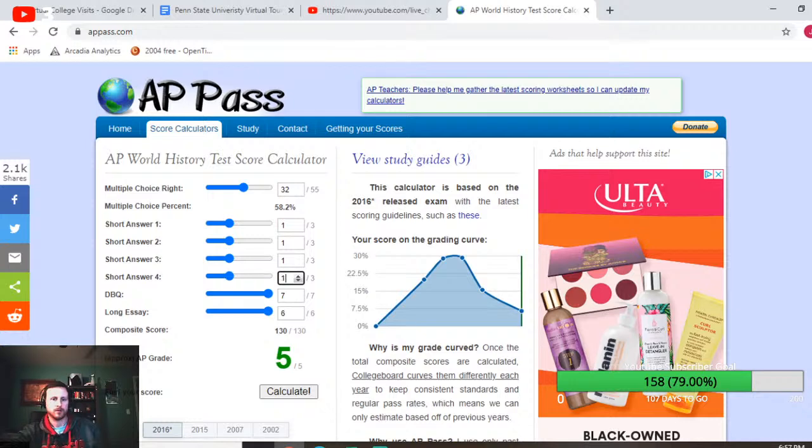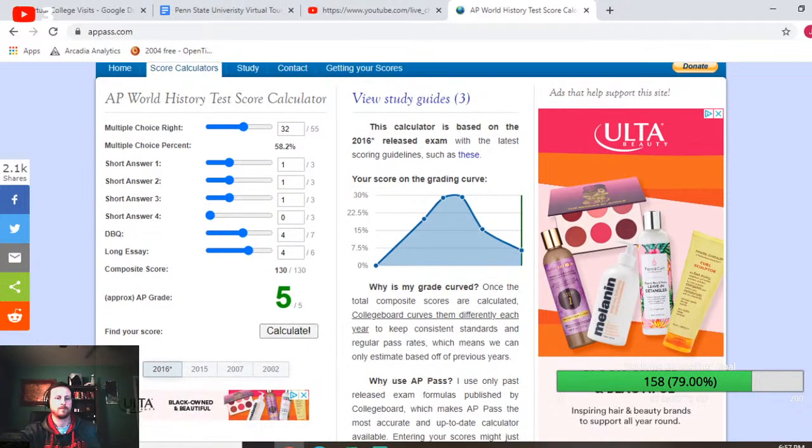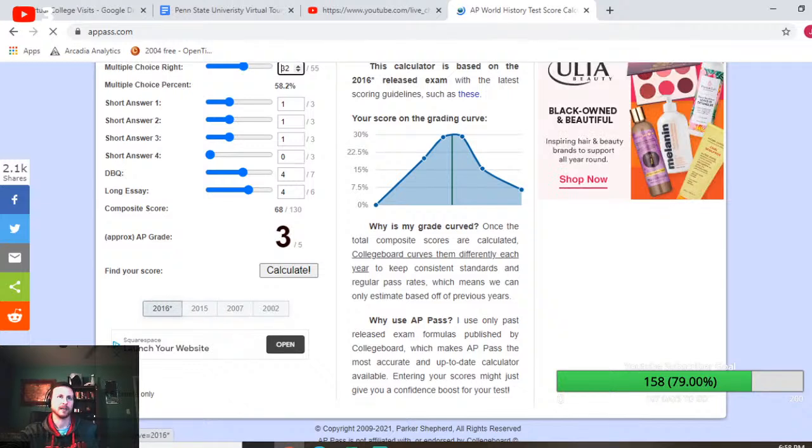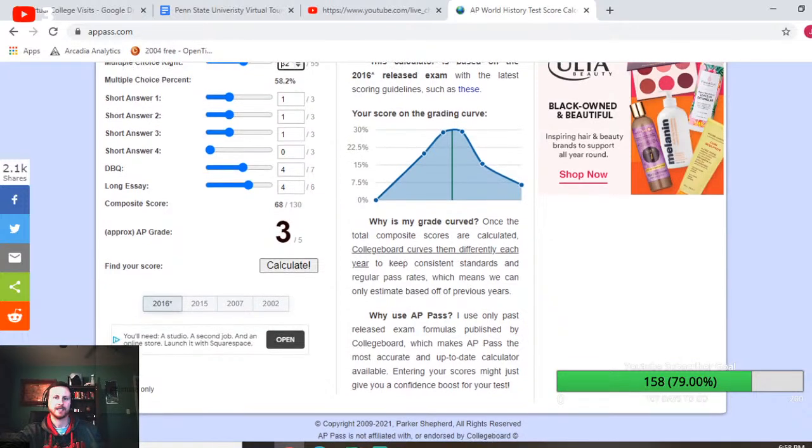That is not applicable because there's only AP World History. I wonder if this is from a different one. Or long essay. Let's go the same. Okay, yeah. Imagine not updating since 2016. I guess that's why there's 4. Now there's 3.